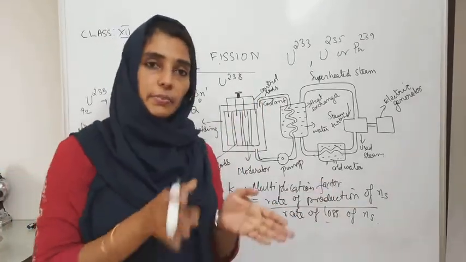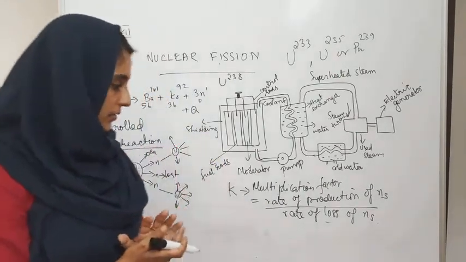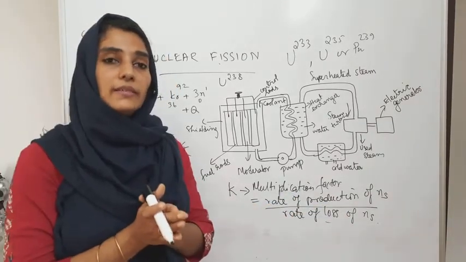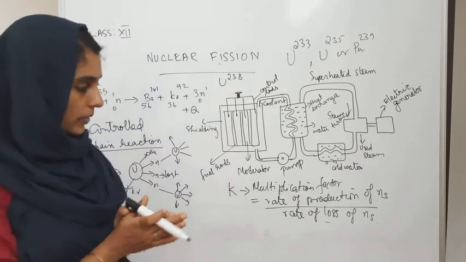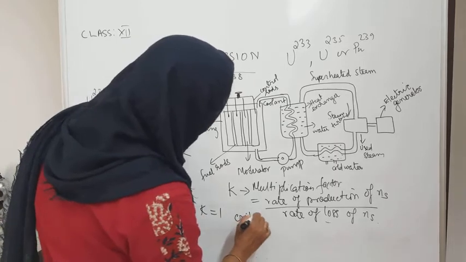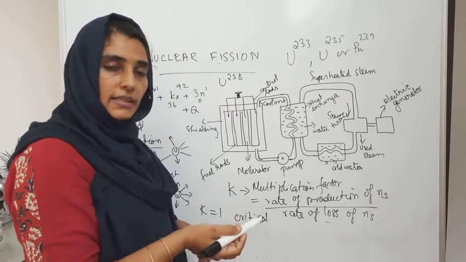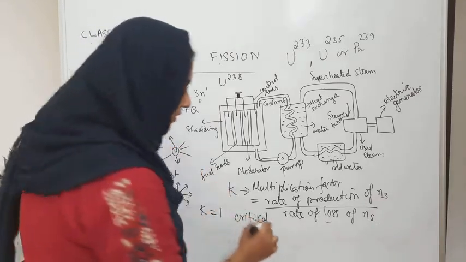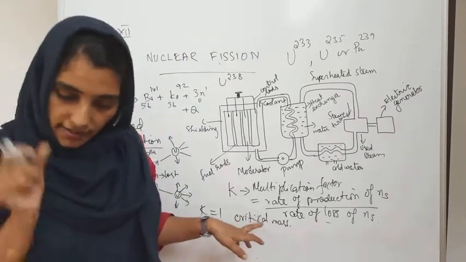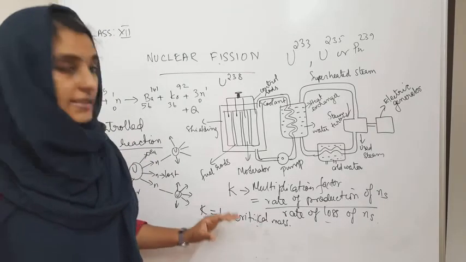Rate of production means that per each reaction, neutrons are produced. Per reaction, 3 neutrons are produced. So this ratio should be within a limited value, close to unity. When it is equal to unity, it is known as critical, and the mass corresponding to the fuel is known as the critical mass. When K is equal to 1, the reaction is considered critical.